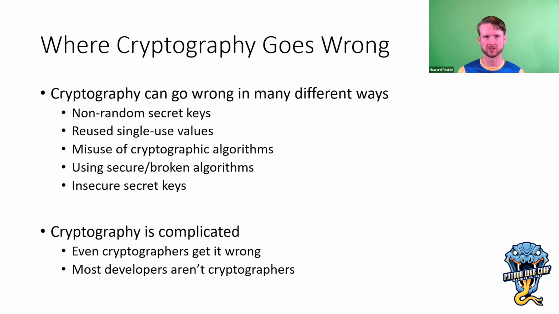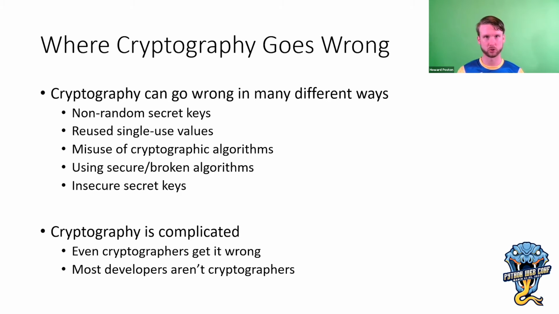And then finally, insecure secret keys. Say you've done everything right at key generation. You've got this nice random value created from a secure source of randomness, and you store it in a text file on your computer, or it accidentally ends up as part of a push to a GitHub repo. Well, if someone finds that, then it doesn't matter how strong the key is if they can find it in another way.